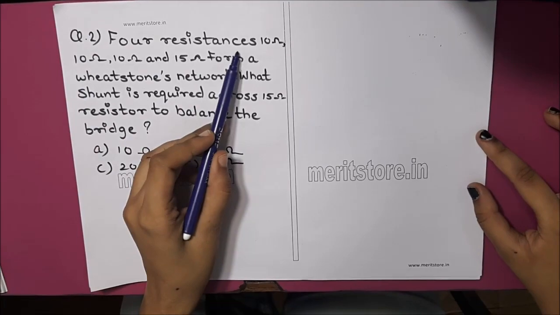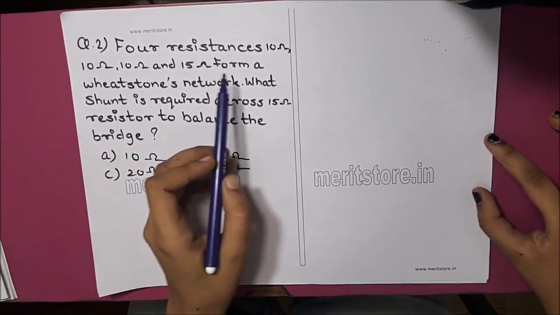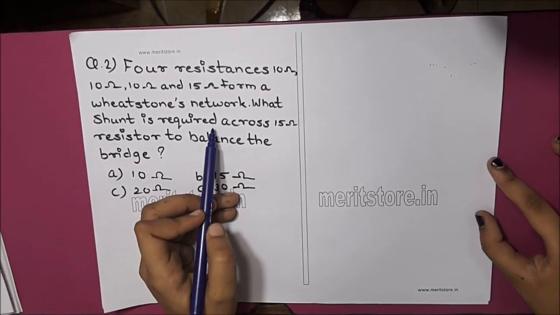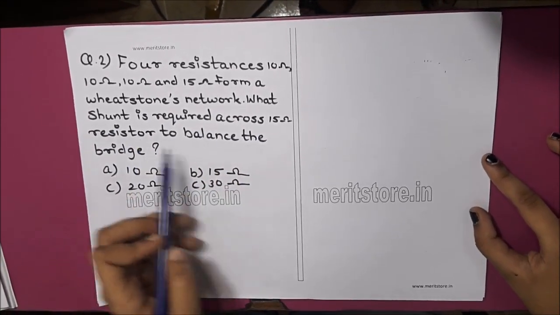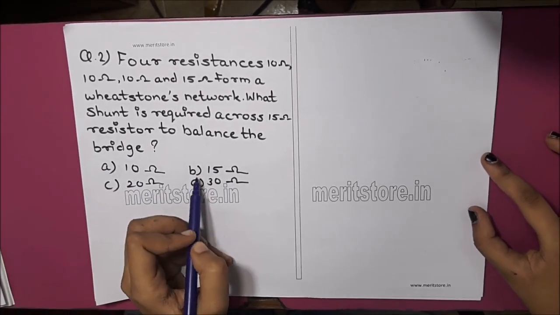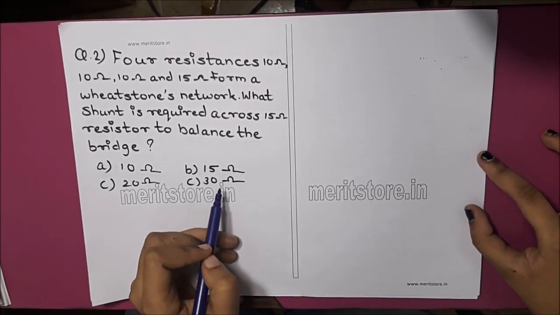2. 4 resistances, 10 ohm, 10 ohm, 10 ohm and 15 ohm form a Wheatstone's network. What shunt is required across 15 ohm resistance to balance the bridge? A 10 ohm, B 15 ohm, C 20 ohm, D 30 ohm.